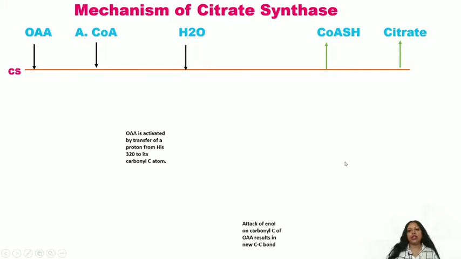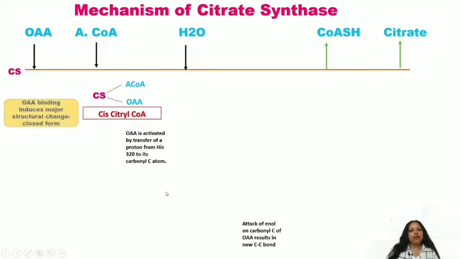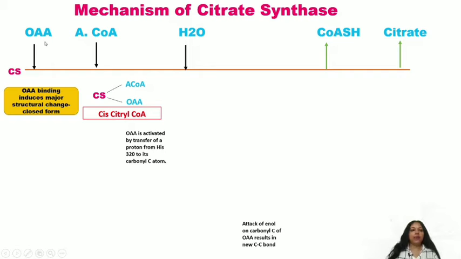Release of products. So, if we see step by step, we will see that the binding of oxaloacetate on citrate synthase takes place first. When oxaloacetate binds citrate synthase, it causes a major structural change in the enzyme, turning it into a closed form, from open to closed form.